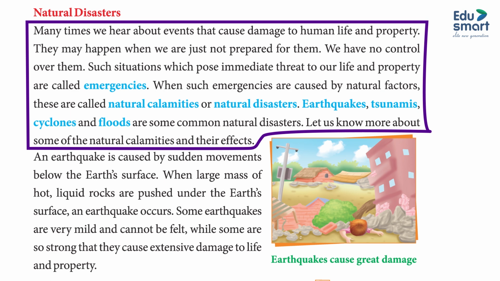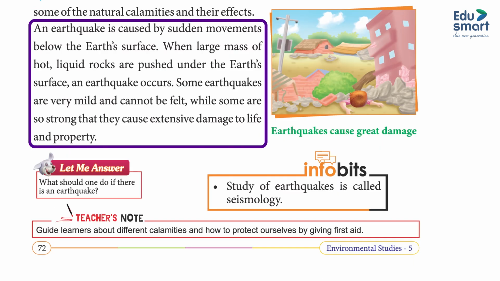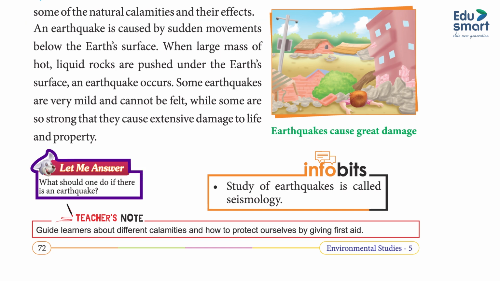Let us know more about some of the natural calamities and their effects. An earthquake is caused by sudden movements below the Earth's surface. When large masses of hot, liquid rocks are pushed under the Earth's surface, an earthquake occurs. Some earthquakes are very mild and cannot be felt, while some are so strong that they cause extensive damage to life and property. Let me answer: what should one do if there is an earthquake?